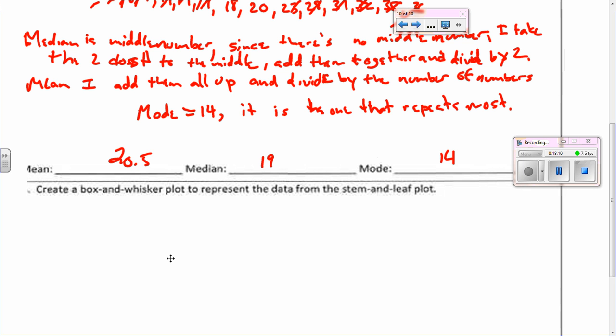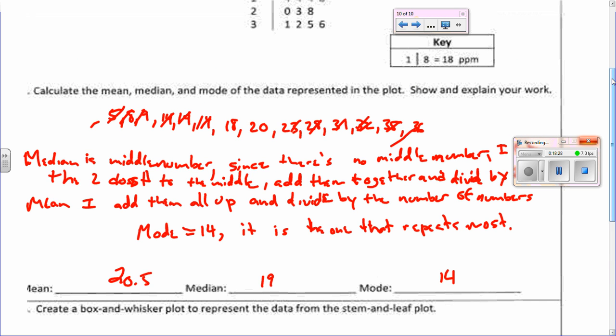Okay? Pretty easy to create a box and whisker plot. If you put all these numbers in stat, then it will actually tell you what each one is for Q1, Q3. So put all the numbers in there. I guess I'm telling you how to do it anyways. So you do 5, 8, 9, 14, 14, 14, 18, 20, 23, 28, 31, 32, 35, and 36.